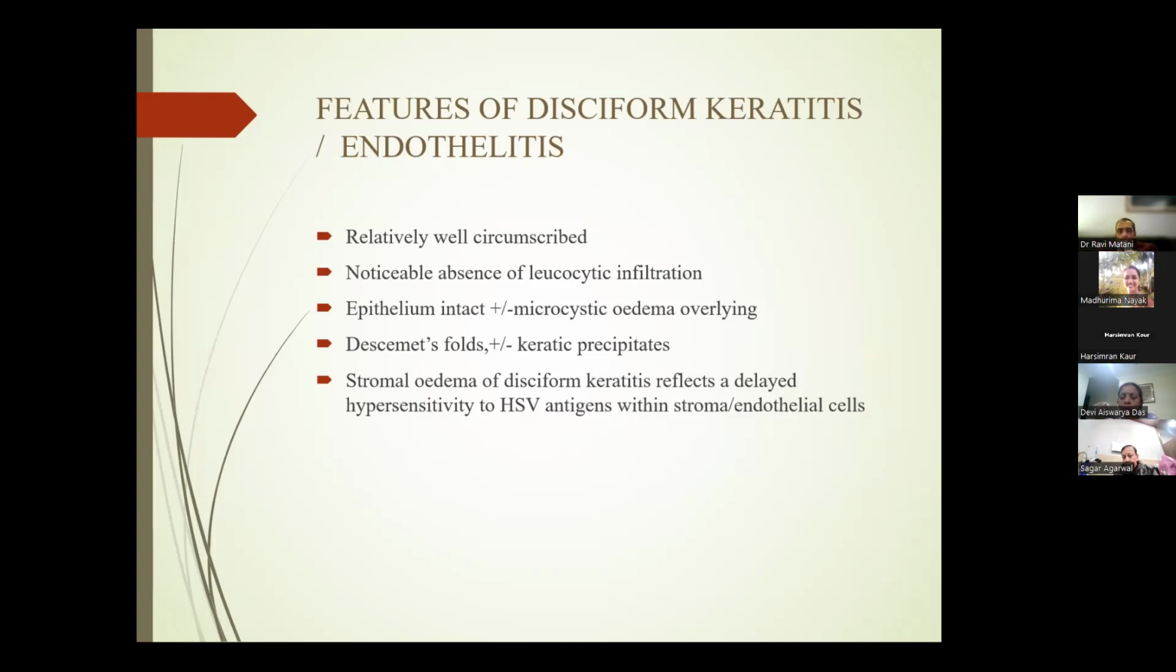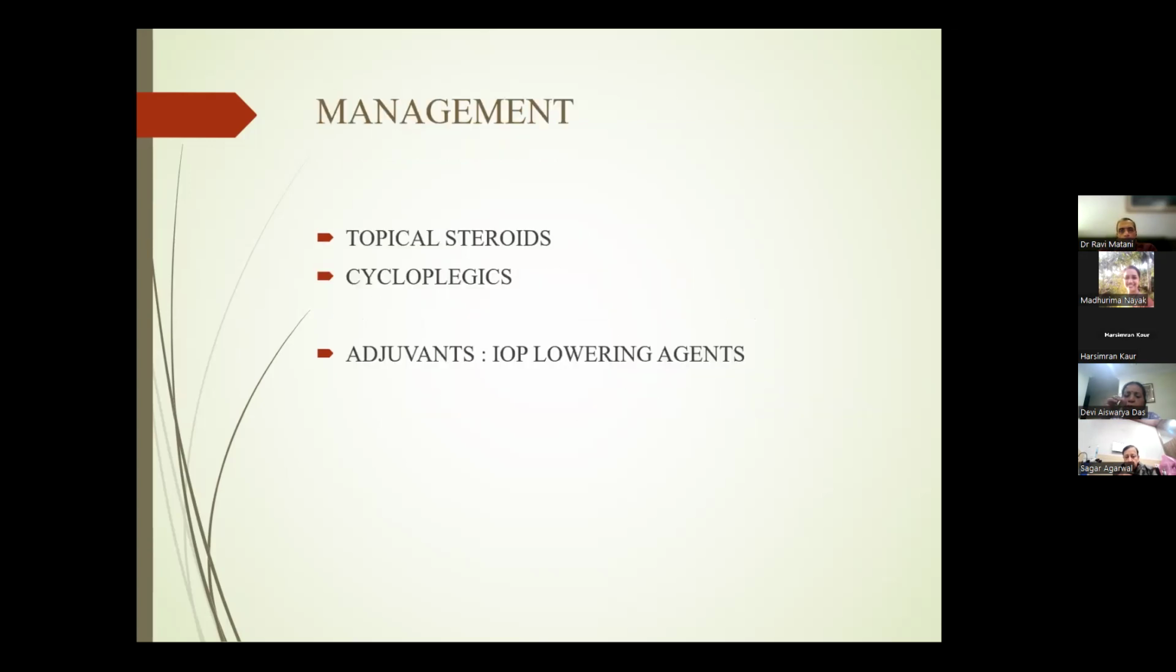So the disciform keratitis margins are relatively well circumscribed. The epithelium will be intact. You can get a microcystic edema over the area of the disciform keratitis because of localized endothelial pump failure. And then you must look for keratic precipitates, which will be pigmented and just beneath the area of the disciform keratitis. They will not be found elsewhere. So here again, topical steroids, cycloplegics, and adjuvants. You must monitor all of these patients for any IOP rise.